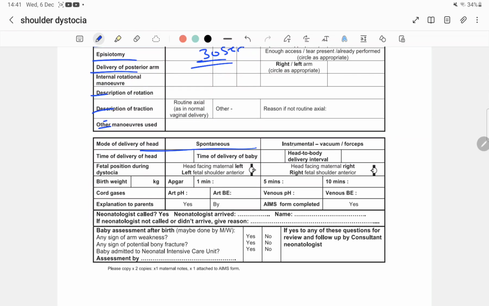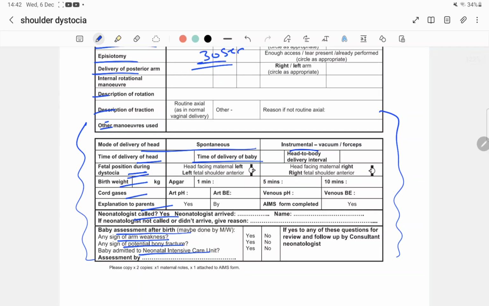Mode of delivery was then spontaneous or instrumental. Delivery time of the baby from head to toe, fetal position, birth weight, cord gases, explanation to the parents, neonatologist called or not, and then the baby assessment after birth, arm weakness, potential bony fracture and neonatal ICU admission. You have to read this whole proforma. Okay. This is very important.